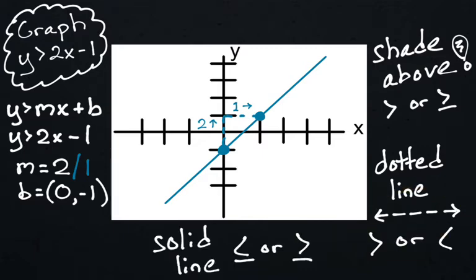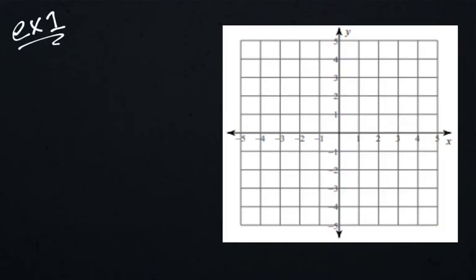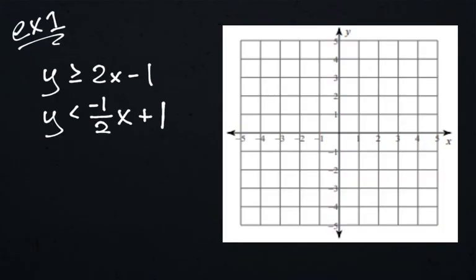And then if you have any of the or equal to symbols where the line is beneath them, your line will be solid. In this case, we have the greater than sign, meaning we will have a dashed line. And then because of the greater than sign, we will be shading above our line. And this is how you graph a single linear inequality. So let's get into what we are going to be doing today, where two inequalities that make up a system of inequalities will be graphed.